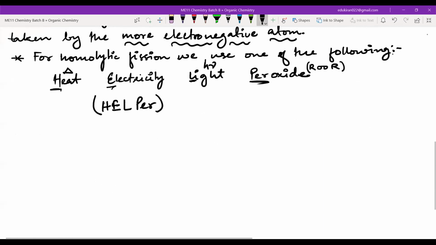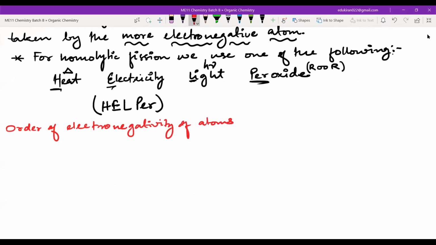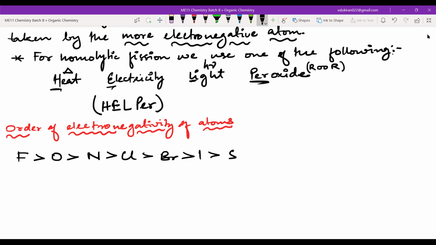Okay. Now, once again, let us write here. You must have forgotten the order of electronegativity of atoms. So the most electronegative is fluorine, followed by oxygen, nitrogen, chlorine, bromine, iodine, sulfur, carbon, phosphorus, and then hydrogen. So how will you remember this?